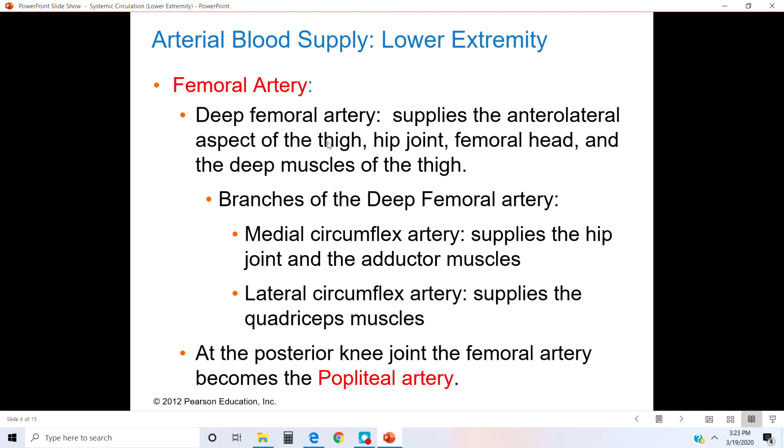Again, the deep femoral and the circumflex arteries you're not going to see on our models. So this femoral artery eventually goes through the adductor magnus and it comes out the back of the thigh behind the knee. And what we do then is we change the name into the popliteal artery.